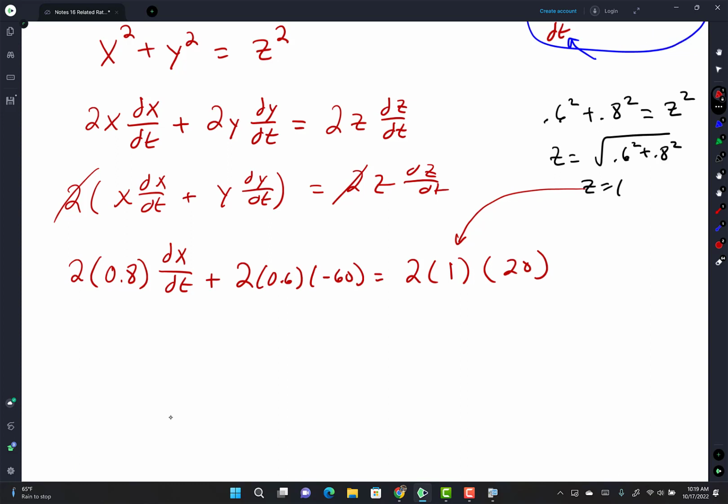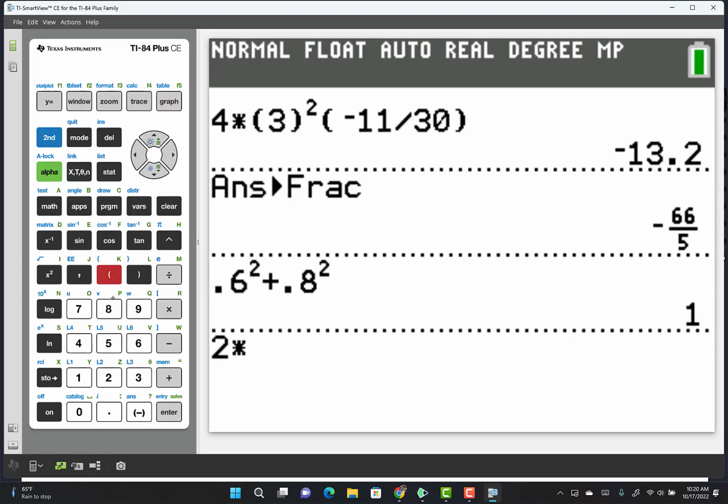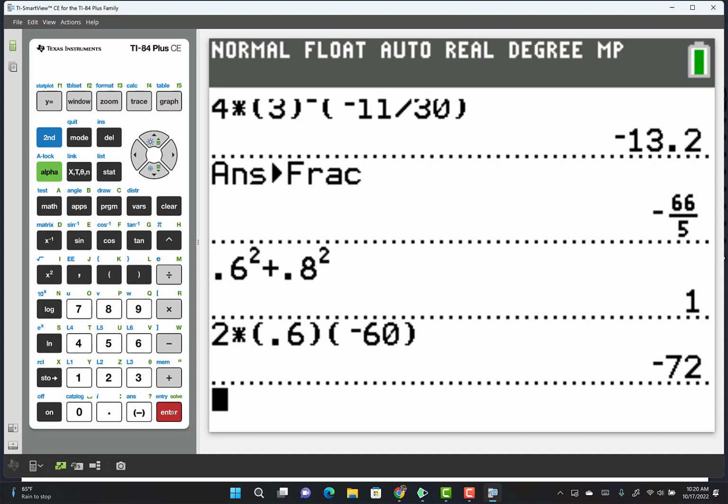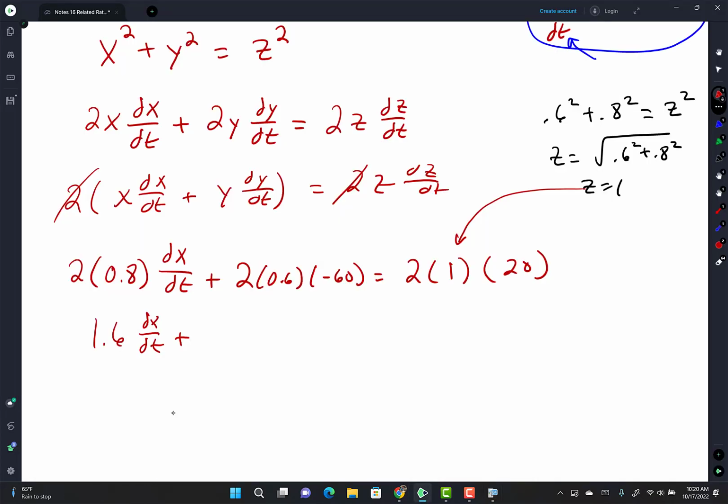All right, so here we go. I'm going to go ahead and multiply this. I believe that's 1.6 dx/dt plus, I want to say 3.6 times 2, but not confident there, is it? I'm just going to go 2 times, was it 0.6, right? Times negative 60. All right, 72. Oops. 72 equals 40. Oh, negative 72.